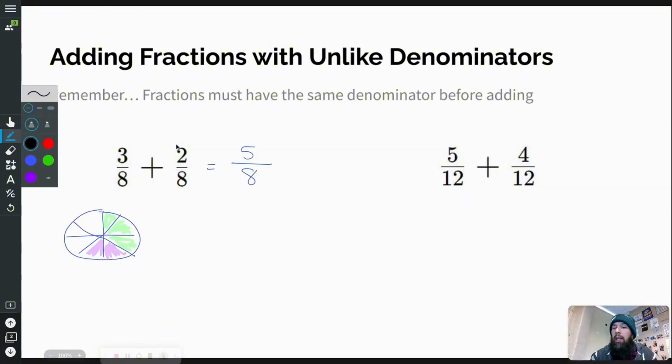So let's just do that again. 5 over 12 plus 4 over 12. The denominators are the same, so you keep the 12 exactly the way it is. 5 plus 4 is 9.